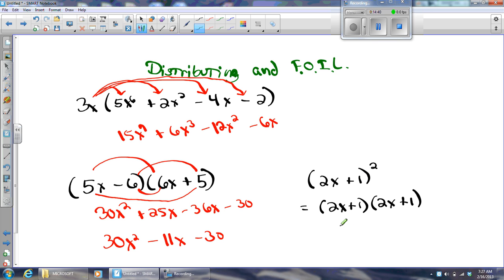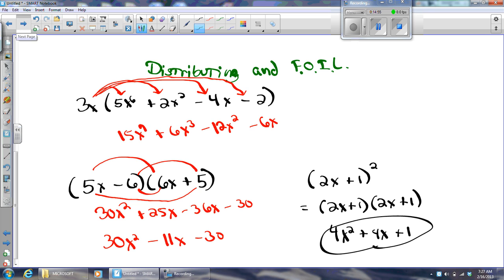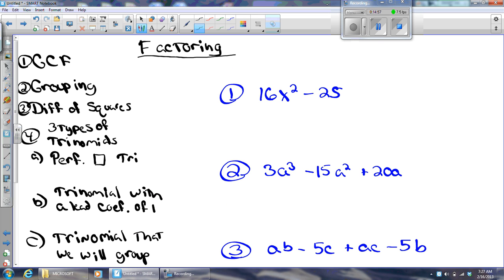So now I can FOIL for x squared. Looks like I can get a plus 4x and then a plus 1. And notice that answer is very different than the other one. Okay, I'm going to pause the video here. The next, I'll give you a little sneak preview. We're going to be getting into the factoring and some word problems and solving.